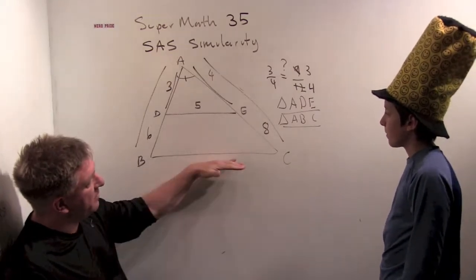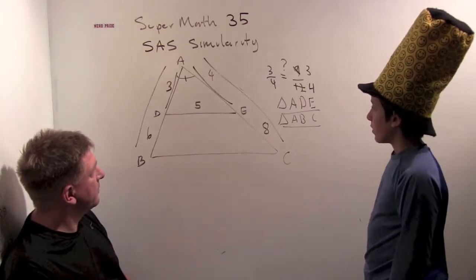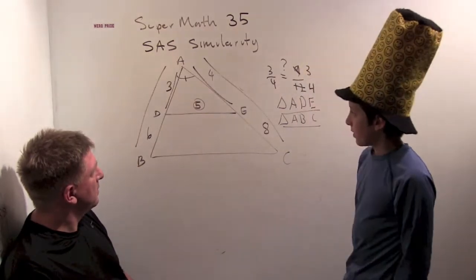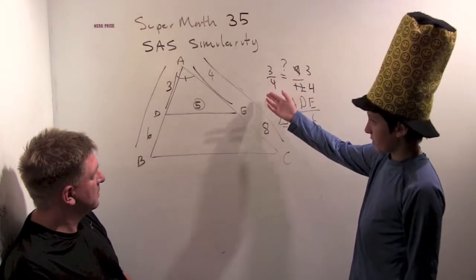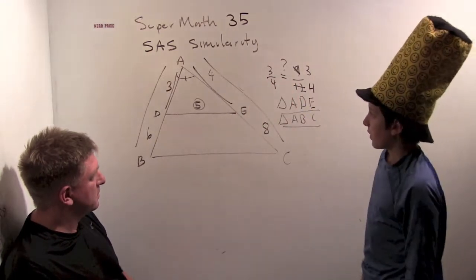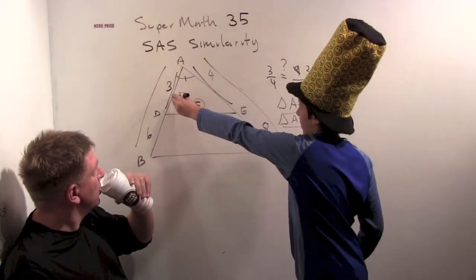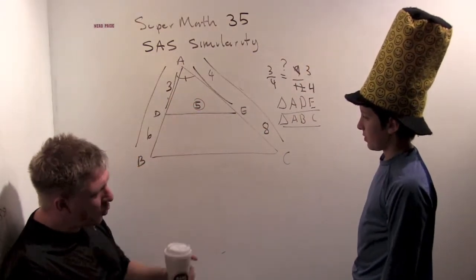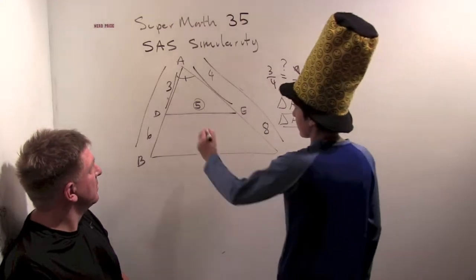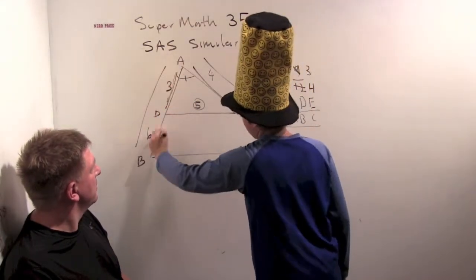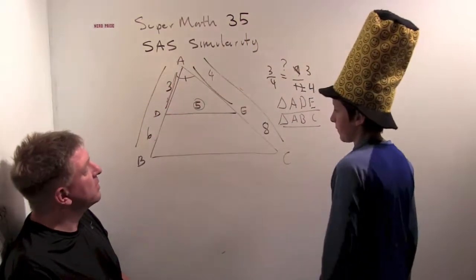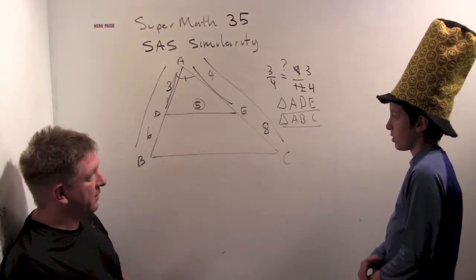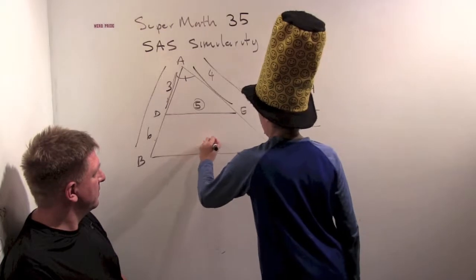So now if we want to find BC, what do we do? Well, we need to have this 5 and multiply it by 3/4. Wait, no. We have to multiply it by 3. Why 3? Because this side's 3, this whole side's 9. This side's 4, that whole side's 12. So this side is going to be 15.